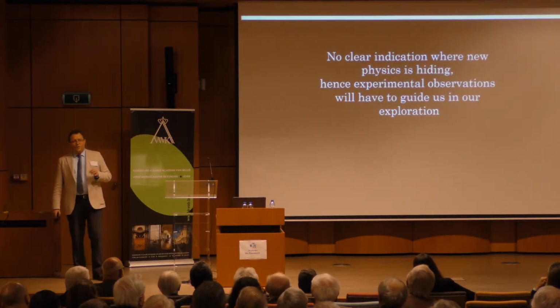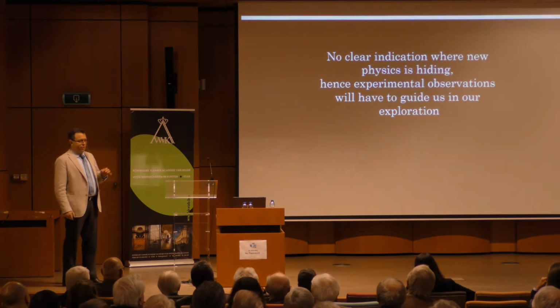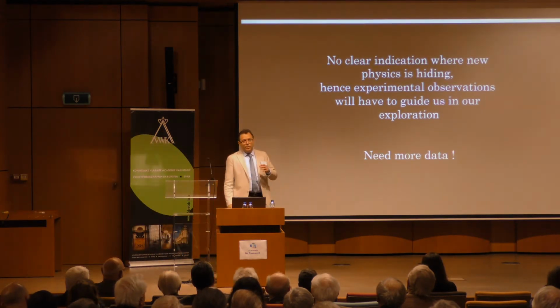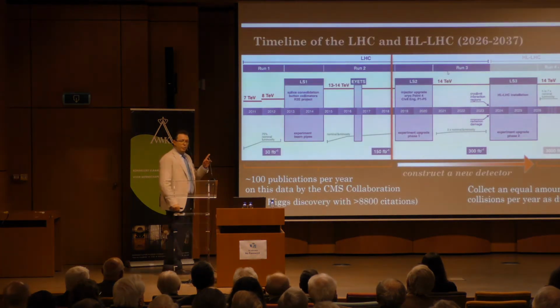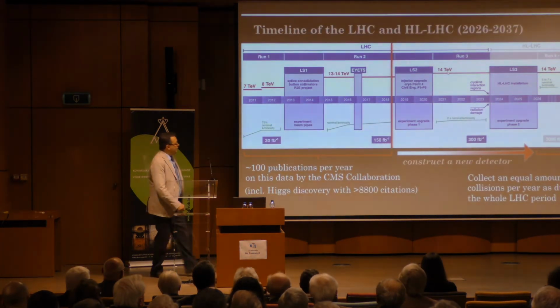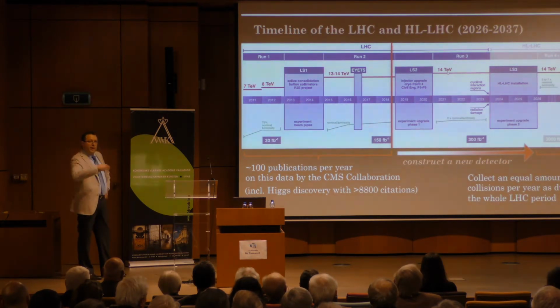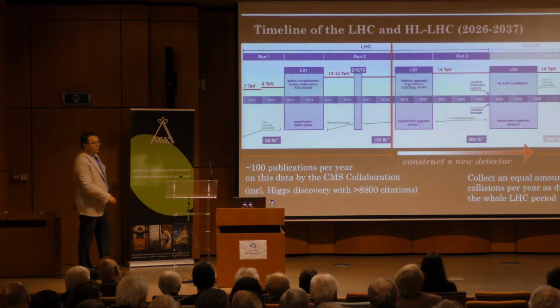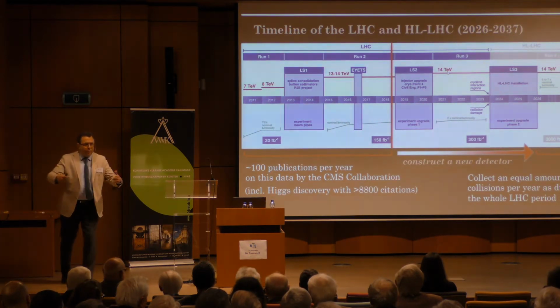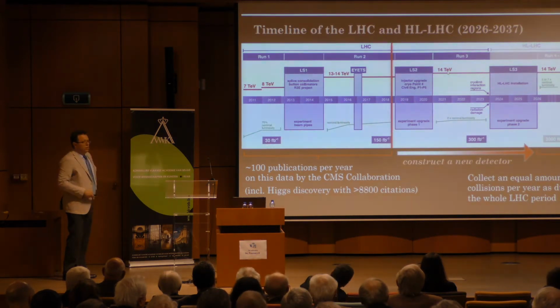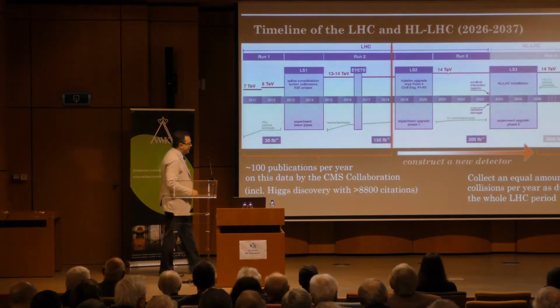So there is no clear indication where to find new physics, while we know there is new physics. So that means experimental observations will have to guide us. And that means we need more data. But do not despair, there will be more data. As mentioned in the previous talk, from 2010 up to now, up to 2023, we are collecting with the current laboratory, with the current accelerator, the LHC, and beyond that, for another 15 years or so, we will collect more data. Every year here, from 2026, the aspiration is to collect at least an equal amount of data as this full period over about 13, 14 years. So yes, more data is coming along.